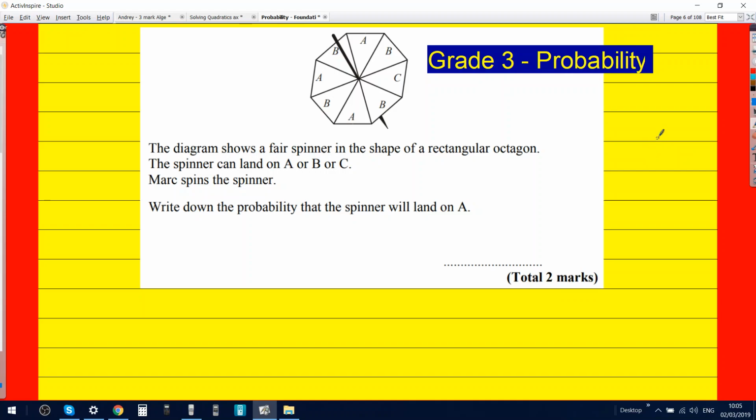A. Would it be 1, 2, 3, 4, 5, 6? So the denominator would be 8, and it's asked for A. So would it be 3 over 8? Yep.